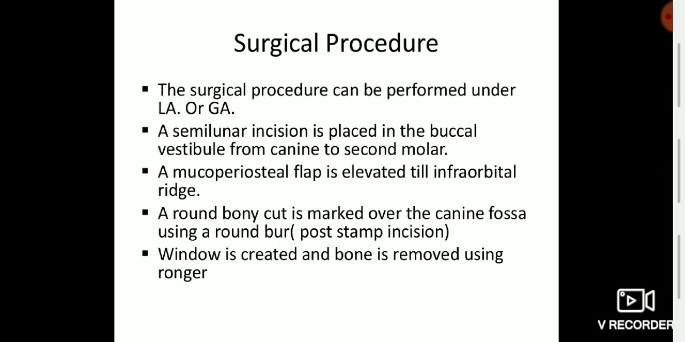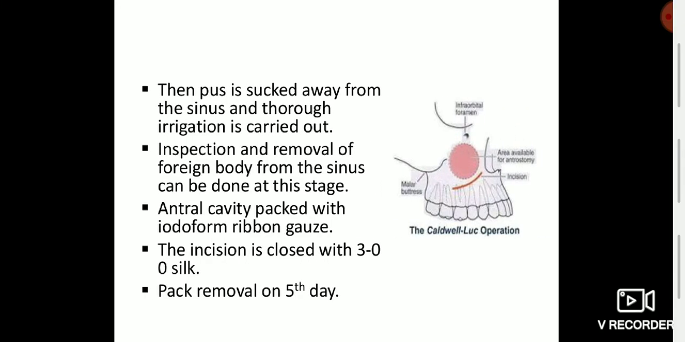Coming to the surgical procedure. The surgical procedure can be performed under local anesthesia or general anesthesia. A semilunar incision is placed in the buccal vestibule from canine to second molar. Mucoperiosteal flap is elevated till infraorbital ridge. A round bony cut is marked over the canine fossa using a round burr. The window is created and the bone is removed using rongeur.